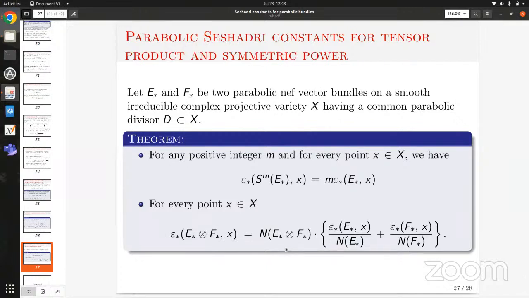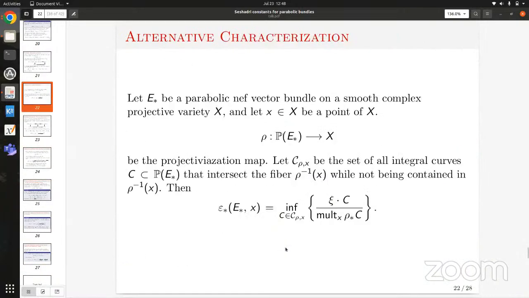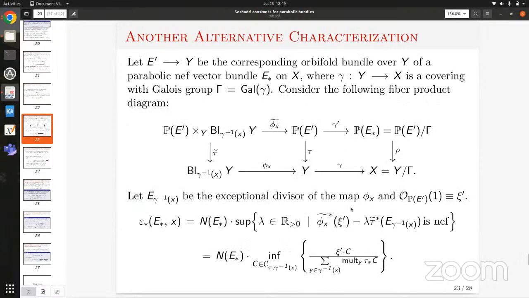Is the parabolic Seshadri constant definition different from Krishna's definition that he also defined here? No, so parabolic vector bundles are like vector bundles with a parabolic structure, right? So that's how it is defined. So if you remove the parabolic structure, then the definition is consistent, because you can take this map to be the identity, and then you see this definition is the same.